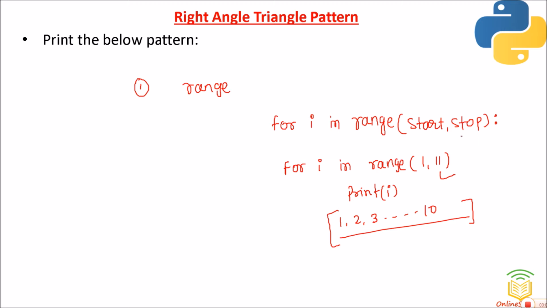Now friends, if you want steps, see here 1, the next number is 2. If you want a gap, if you want a step, then what you can do is range start, stop, and here you can mention your step. Using this range function I will show you how to print odd and even numbers. Now friends, let us go to PyCharm and understand how the range function actually works.